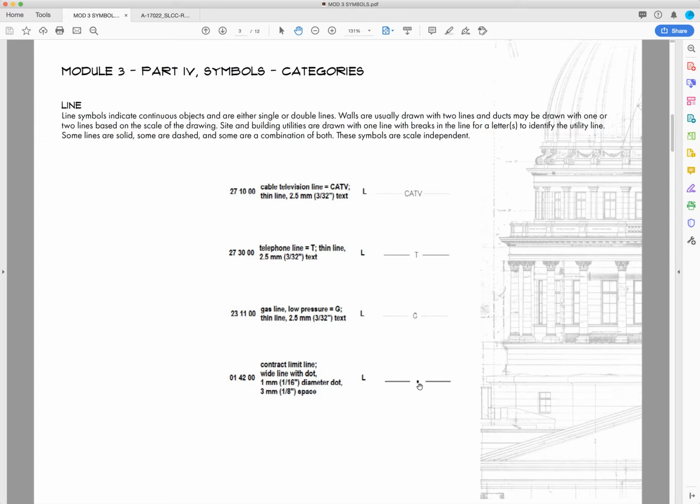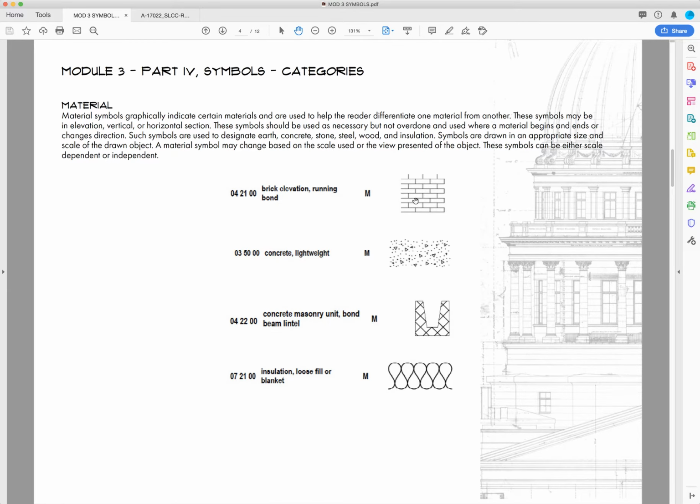So not all lines are solid, and there's different lines that indicate different disciplines within the project team. And again, these symbols are scale independent. That means that no matter what scale the drawing is, whether it's 1/4 inch or if you're looking at an engineering 1 to 100, these would all look the same, just like this.